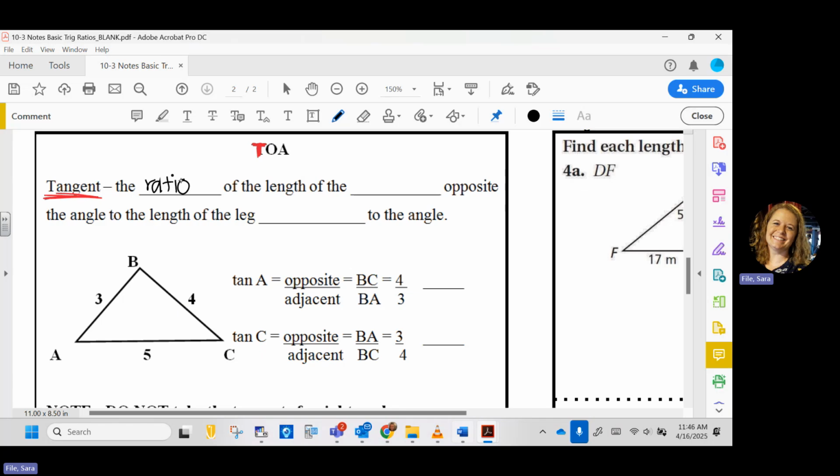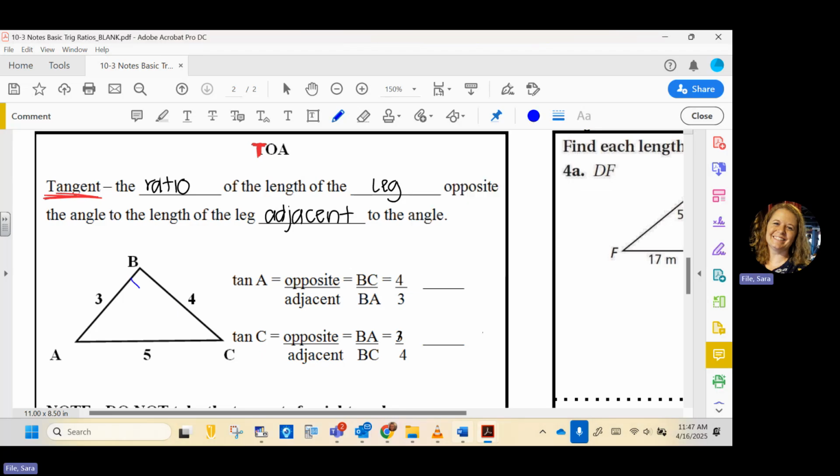Okay, so it is the ratio of the length of the side opposite the angle to the length, and I guess I should put leg there, not just side. Make sure you know that the side opposite the angle, we're talking about a leg. It cannot be the hypotenuse. Okay, so the leg opposite the angle and the leg adjacent to the angle.